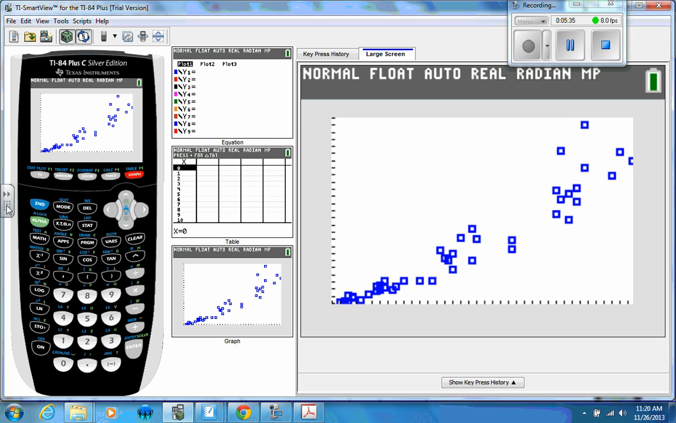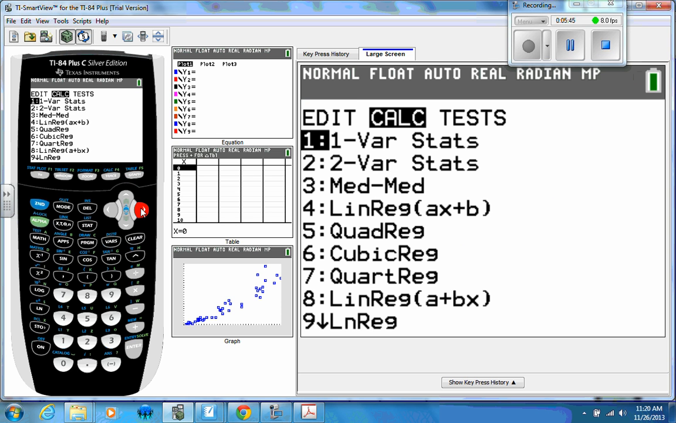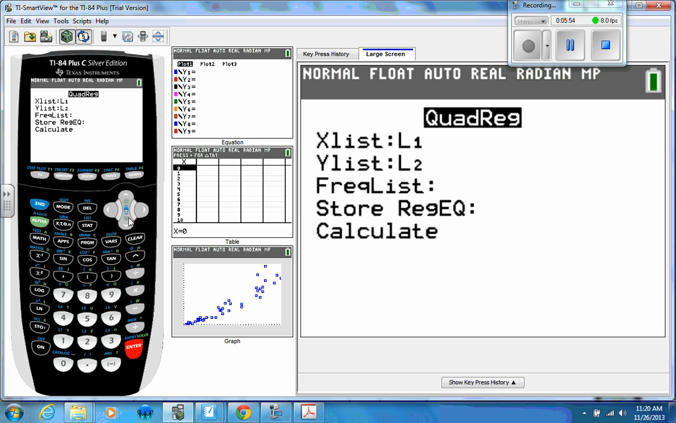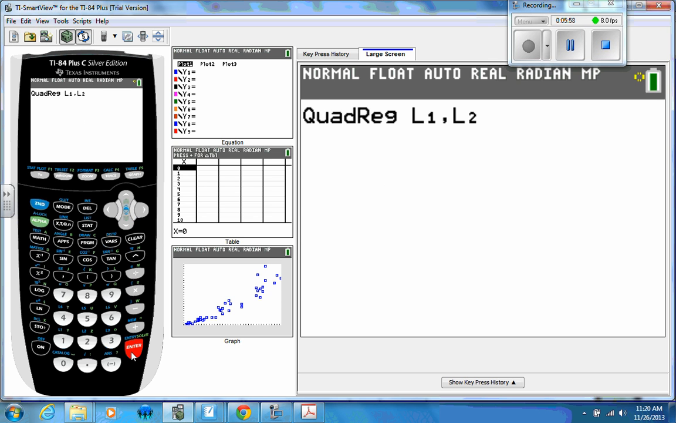Okay, so first of all, since we know it's a quadratic anyways, we can do the quadratic regression to try to figure it out. So if I go back into stat and I go back to calculate, I'll look for something called quad reg. Okay, that's my quadratic regression. If I hit enter and then hit enter again, or move to calculate and hit enter, it's going to figure out my equation for me.